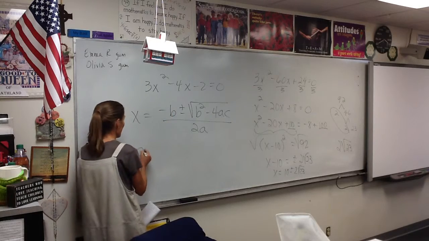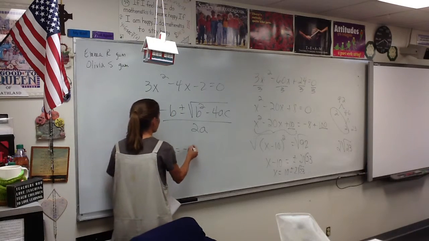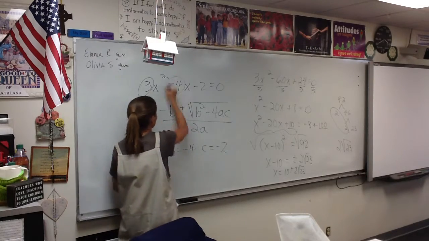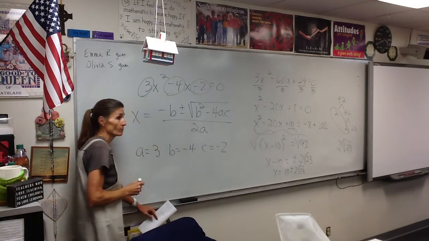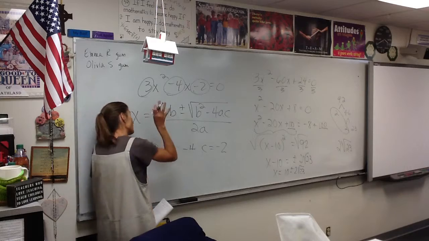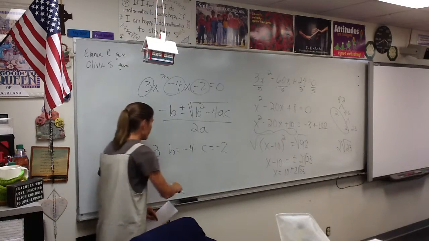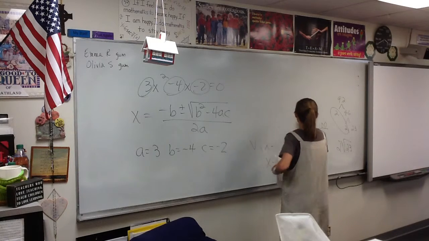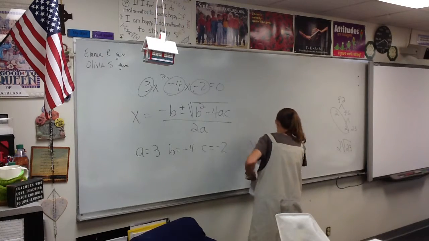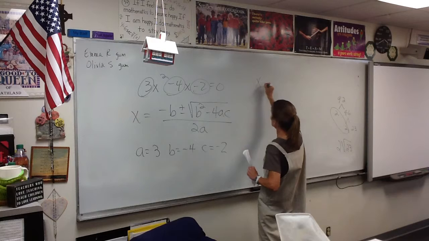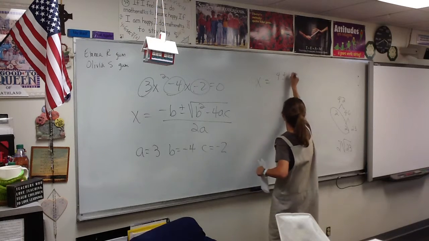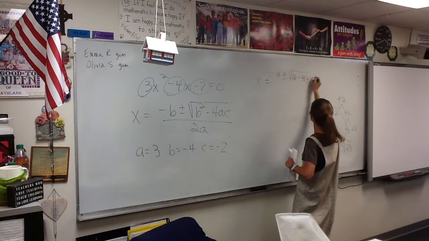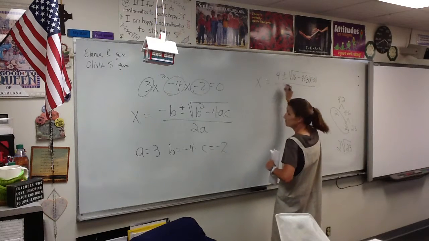In this particular problem, a is 3, b is negative 4, and c is negative 2, right? Right here they are. So all I do is take those numbers, plug them into that formula. So here we go. X equals 4 plus or minus the square root of 16 minus 4 times 3 times negative 2.